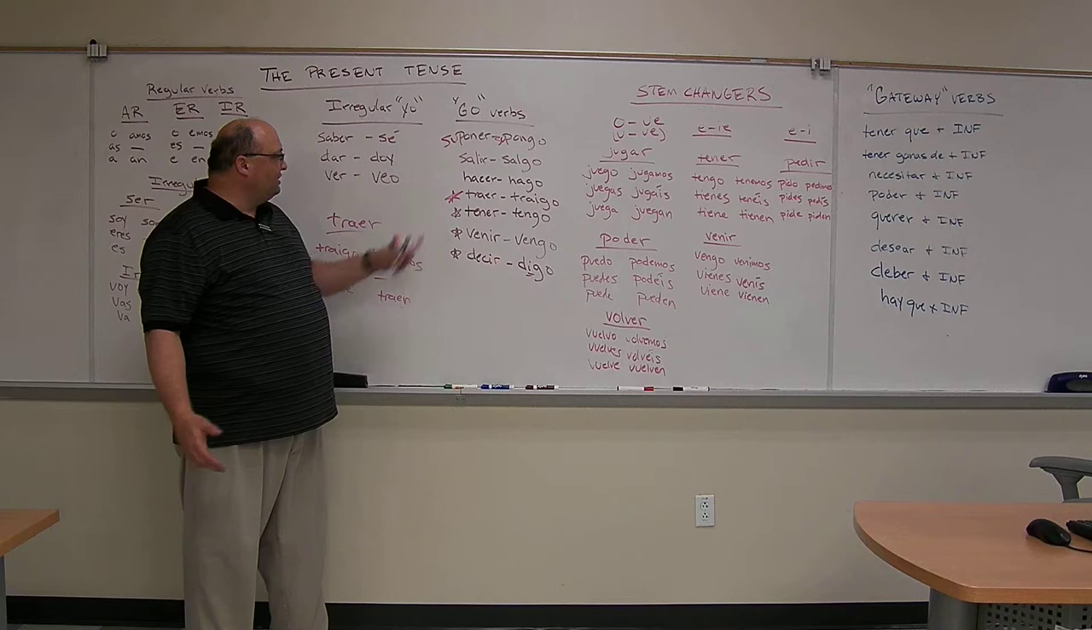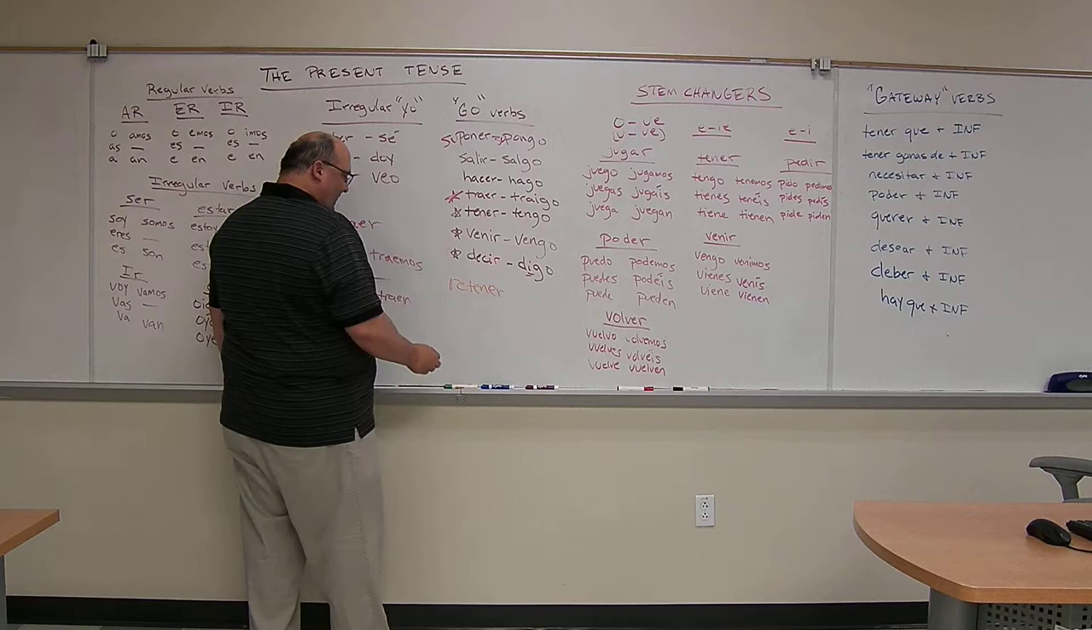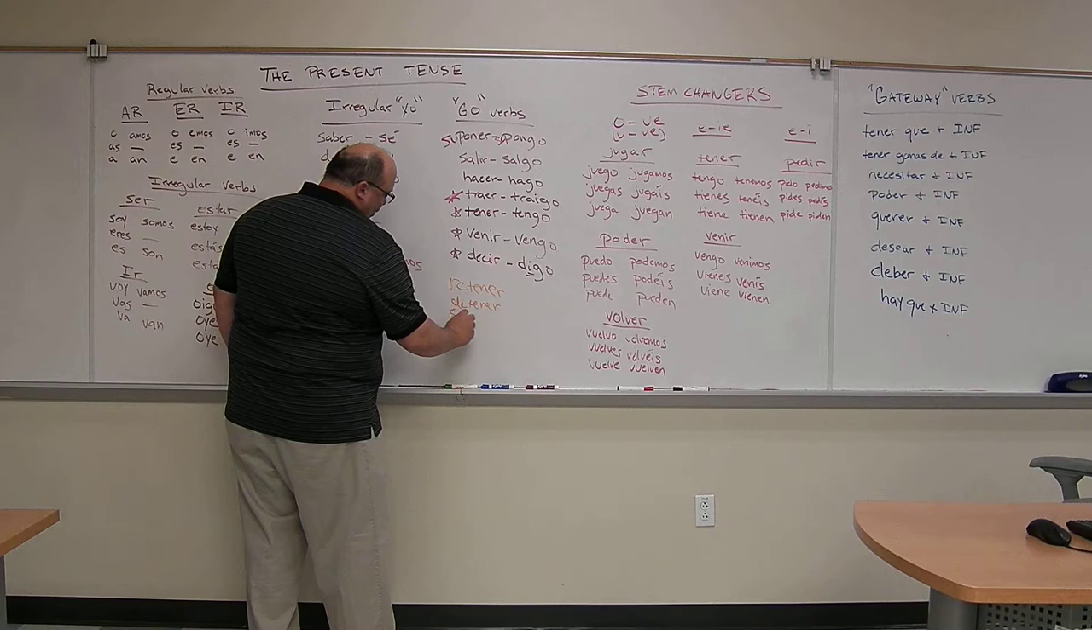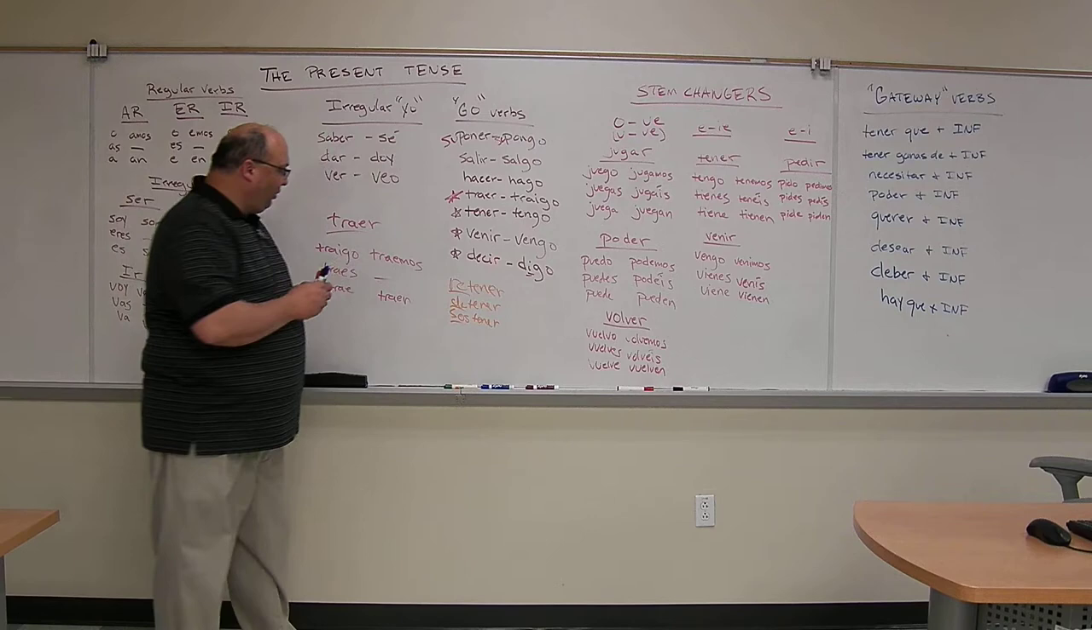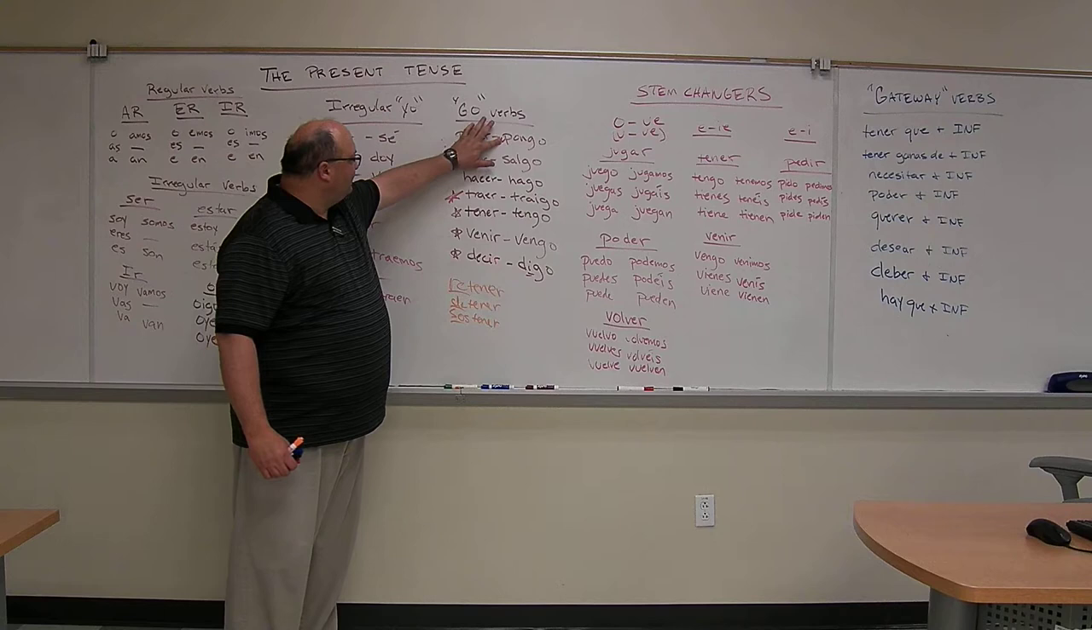Tener doesn't look like it's a cognate, but if I put retener, retener, it begins to look like retain. Detener, detain. Sostener, sustain. And so all I'm doing is putting on a prefix, and then the rest of the verbs are going to be the same. And guess what? These are all going to be conjugated exactly like tener. So suponer is going to be conjugated just exactly like poner.